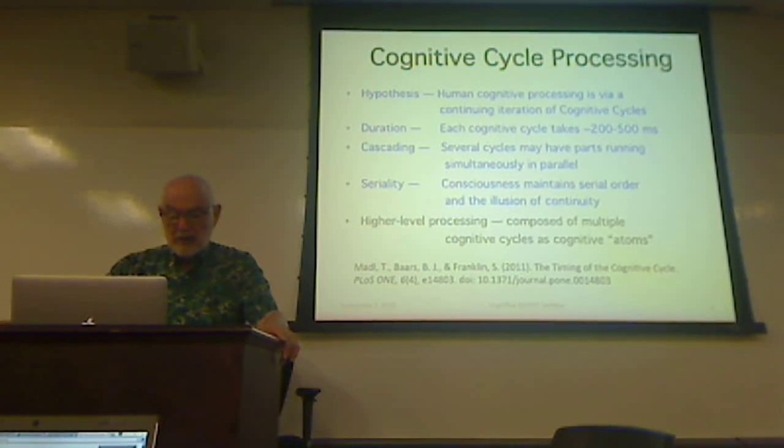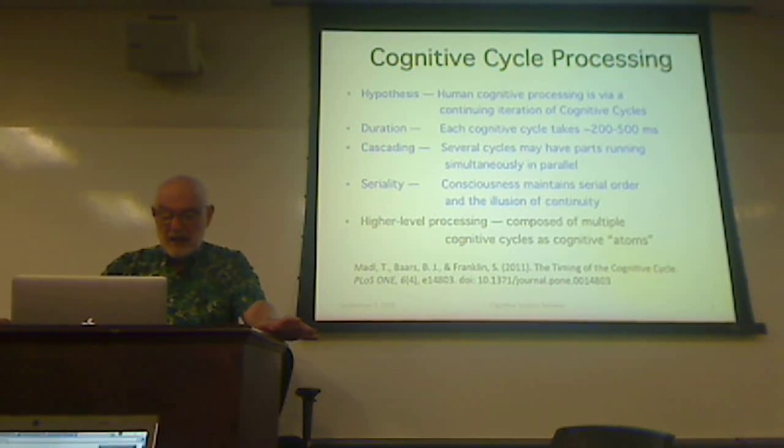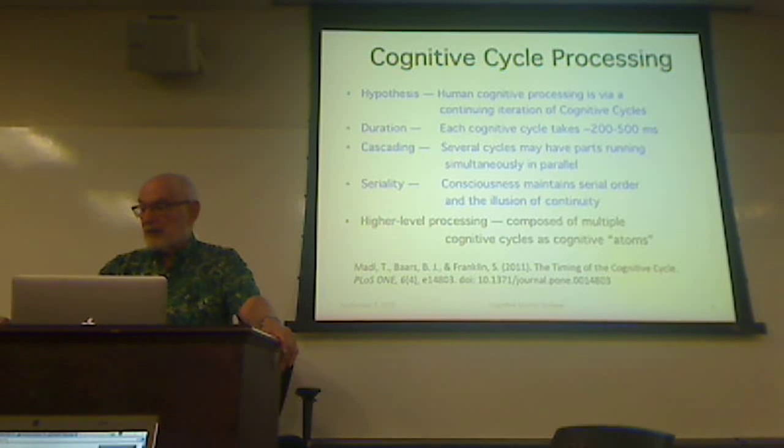But it happens rapidly enough that we think of it, we experience it, as being continuous. And then the corollary to the first hypothesis is that higher level processing is accomplished by multiple cognitive cycles. It acts on these cognitive atoms. You put them together, make other things happen.